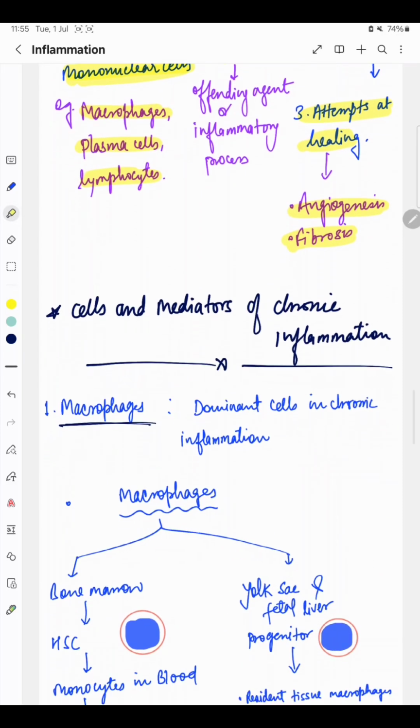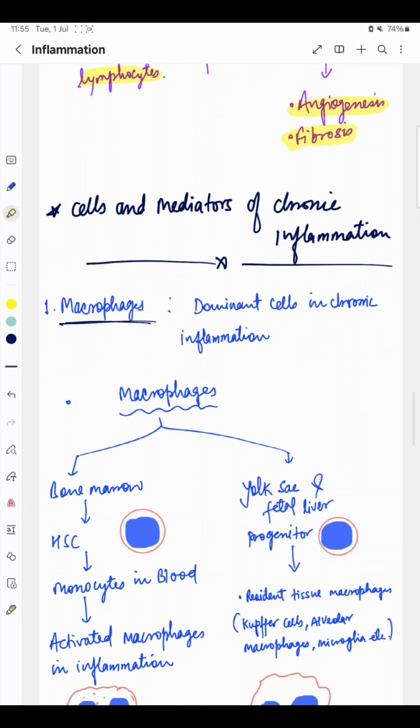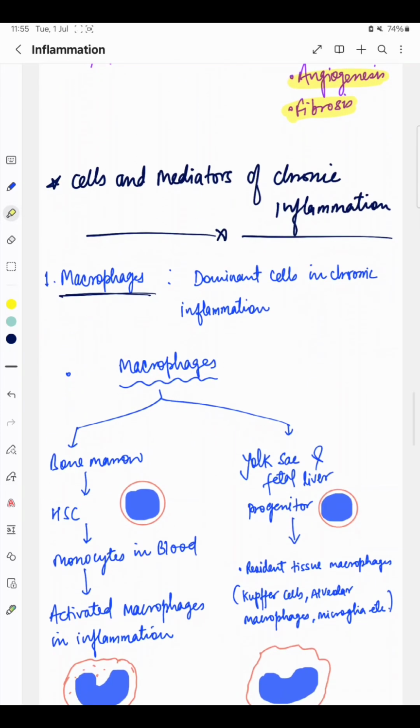Cells and mediators involved in chronic inflammation. As we have discussed, primarily the mononuclear cells play an important role in chronic inflammation. Now we will discuss them one by one. Macrophages. Macrophages are the dominant cell in chronic inflammation.